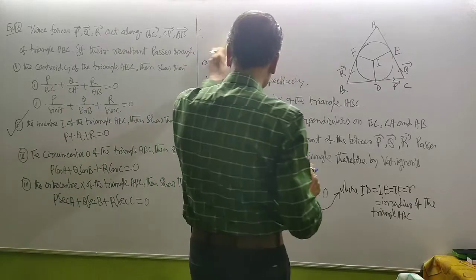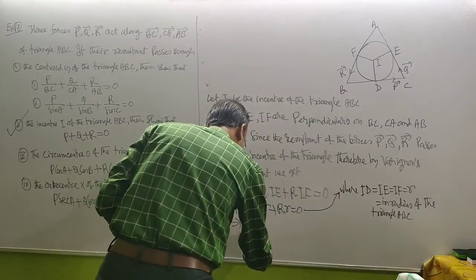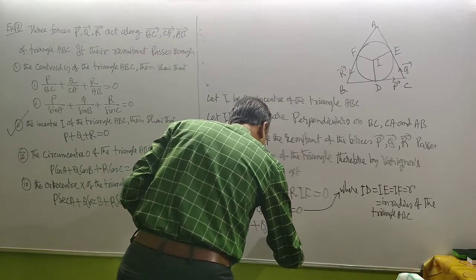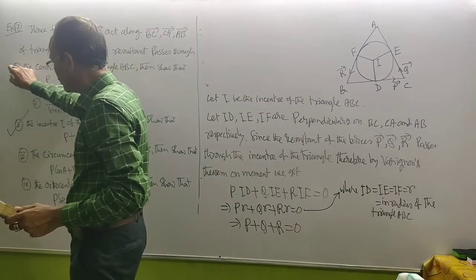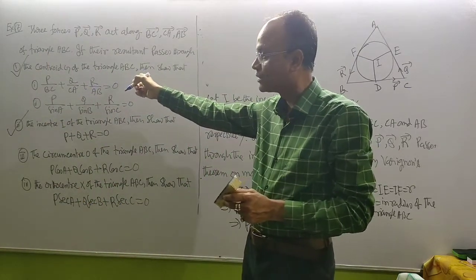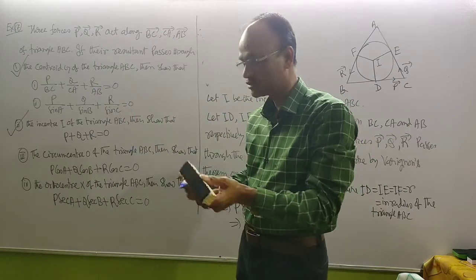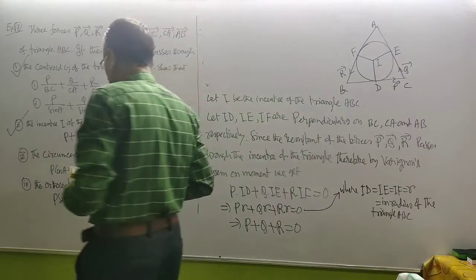This means that P plus Q plus R should be equal to 0. We have proved question number 2. First we proved question number 1, and question number 2 has also been proved. Perhaps you have understood. This is very easy.